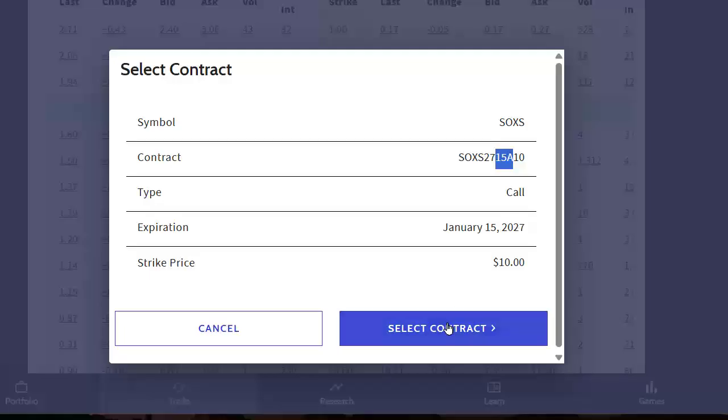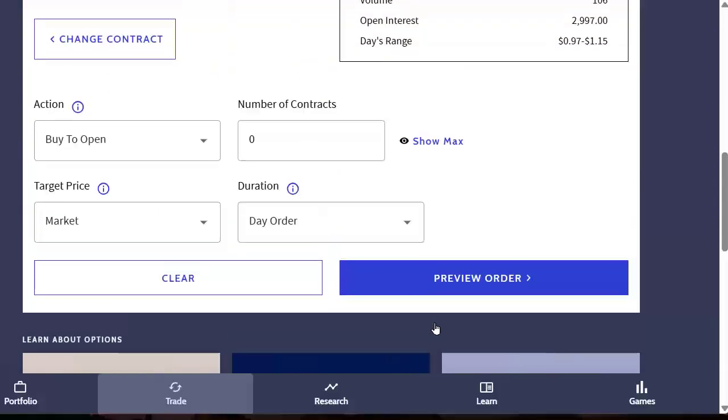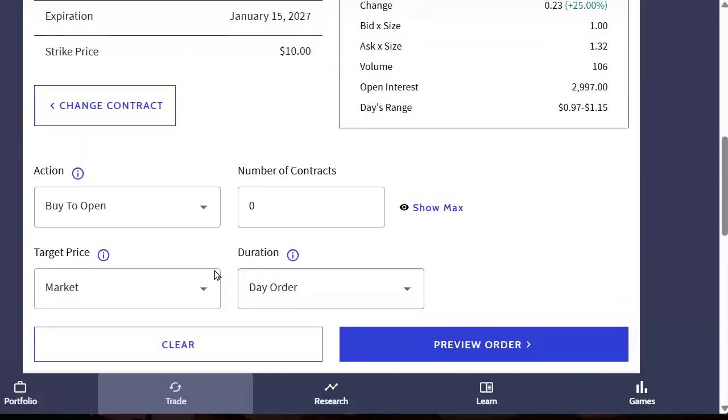And we're going to actually want the buy to open. Oh yeah, select contract. Let's make sure it says buy. Oh, there it is. We want to buy one of these.